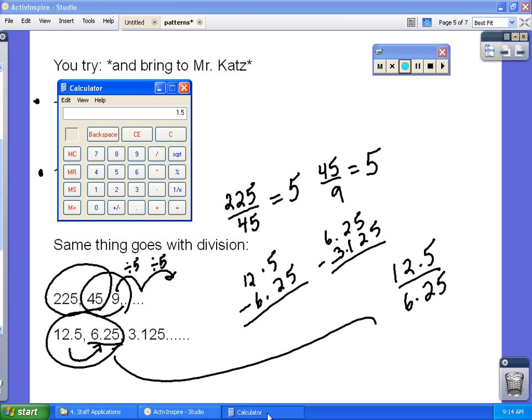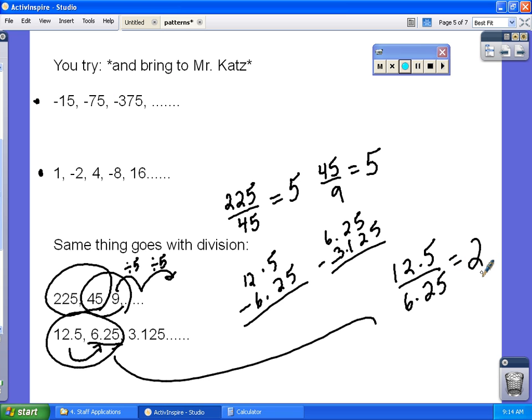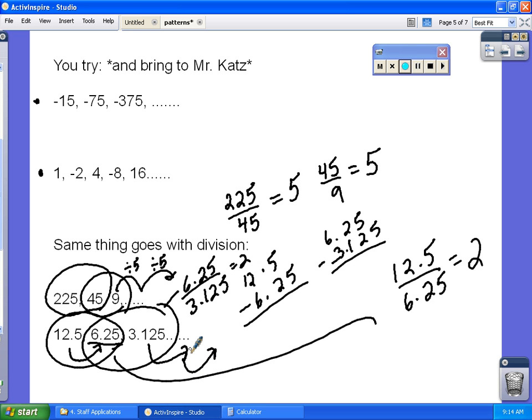12.5 divided by 6.25. And I get 2. Okay, so it has to work for the next one. And if you take 6.25 and divide it by 3.125, you will also get 2. So because you get the same thing, that means the pattern is dividing by 2. So to find the next two terms, or three terms, you would just keep dividing by 2 and dividing by 2.